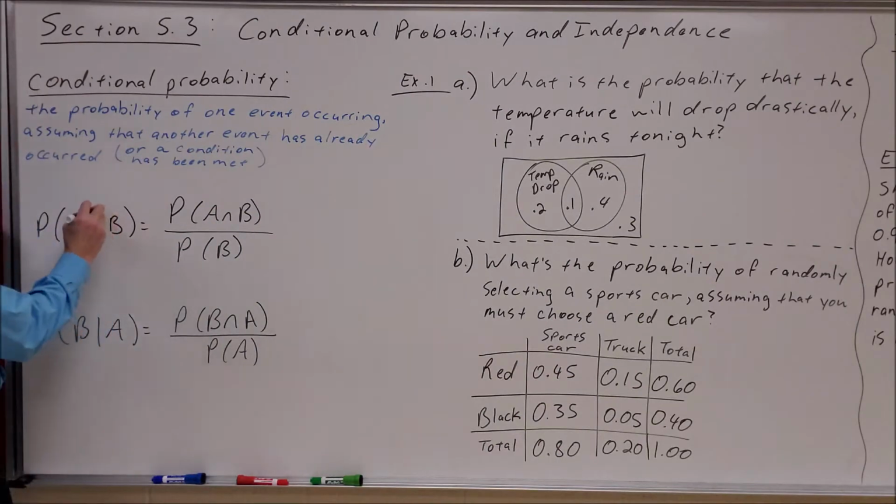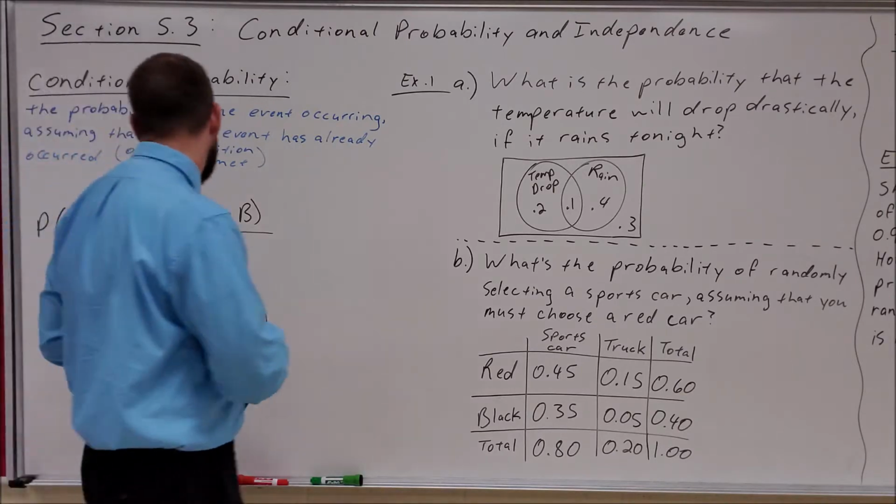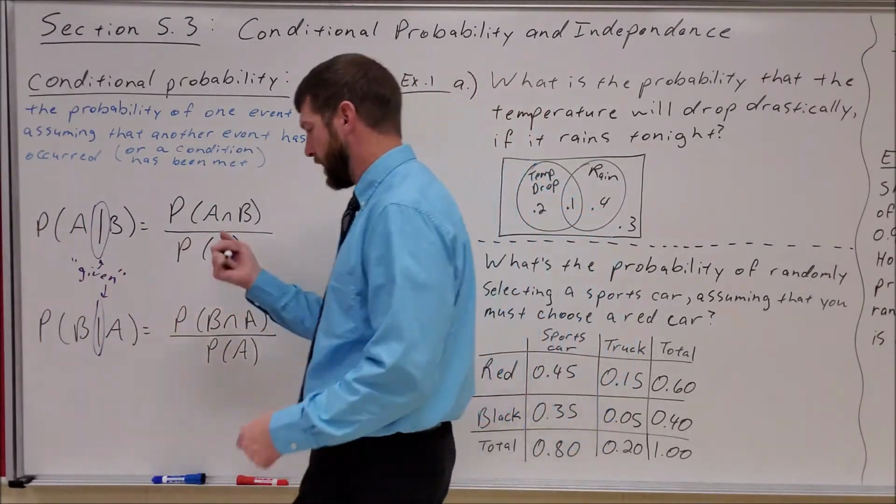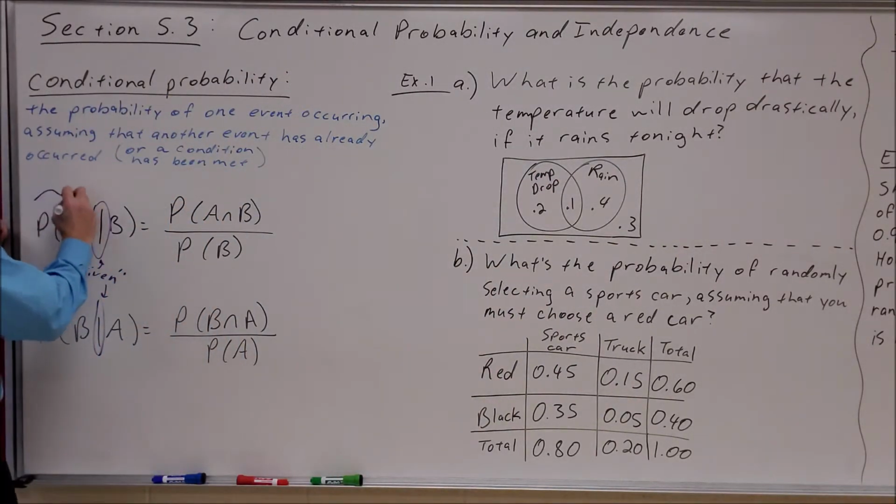From a notation standpoint, you'll see it written like this. Now, these two little symbols here, this is a vertical bar. We just say "given." When you see that vertical bar, you're going to read that as "given." So this says probability of A given B. So that's the way we would interpret that.